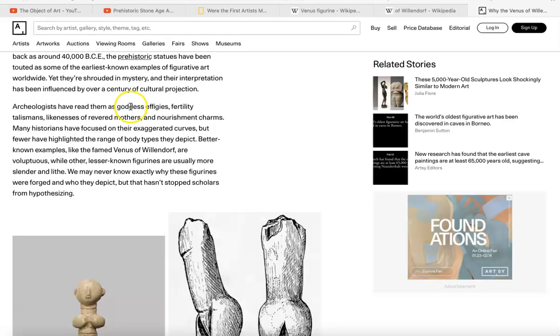Archaeologists have read them as goddess effigies, fertility talismans, likenesses of revered mothers, and nourishment charms. Many historians have focused on their exaggerated curves, but fewer have highlighted the range of body types they depict. Yeah, it's not just big ladies. No, there's all different kinds of body types. Better known examples, like the famed Venus of Willendorf, are voluptuous, while other lesser known figurines are usually more slender and lithe.